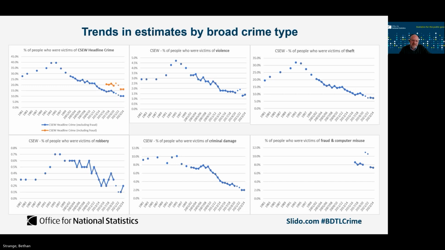So victims of violence, we got up to about 4.5% of people had been a victim of violence back in the mid-90s. It's now around 1.5% of people. Theft, it's a biggie. So over 30% had been a victim of theft back in the mid-1990s. It's now around 7.5%, 8% of people. Robbery is much harder to measure, much less frequent crime, so tends to jump around a little bit, tends to have large confidence intervals around it, but it's about 0.2% of people victims of robbery in the last year at the moment. Criminal damage, about 2% of people.